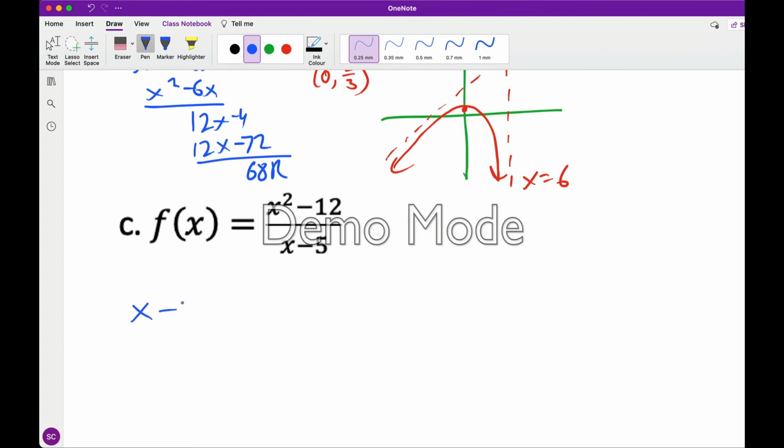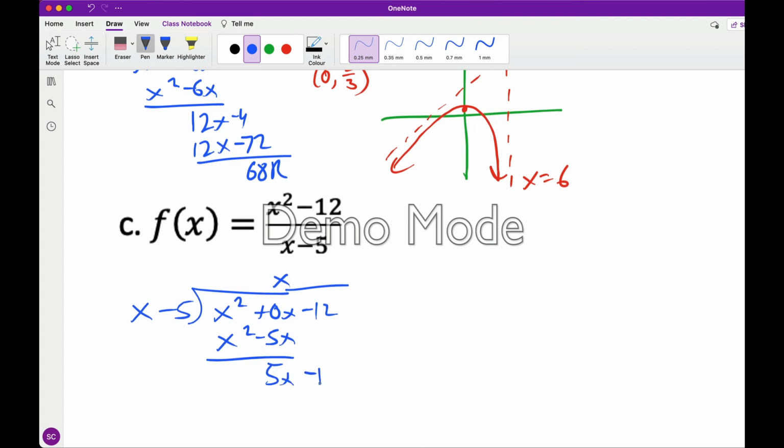There's no x term here. So when that happens, you got to insert 0x. Okay. So again, we need an x here. And x times that gives you x squared minus 5x. Subtract and you get positive 5x. Okay. And then we need a 5 here, so this is going to be a plus 5. And that's going to give you 5x.